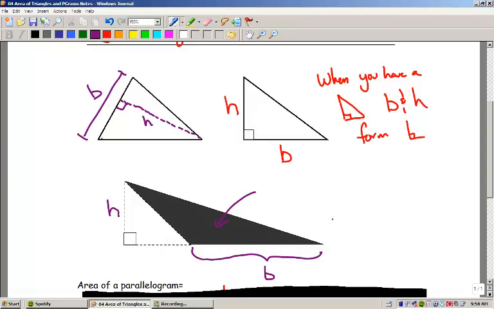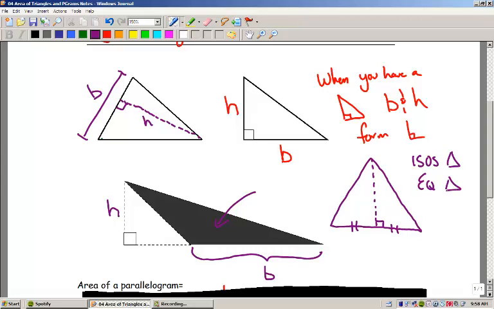The other thing that you need to keep in mind when you're doing the problems is that when you have an equilateral or an isosceles triangle, when you drop the altitude down, you're going to bisect the base. And again, this is for an isosceles triangle and when it's an equilateral triangle. Also, when it's equilateral, make sure you remember that all the angles are 60 degrees.